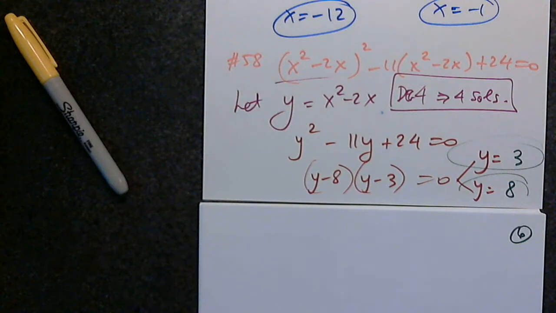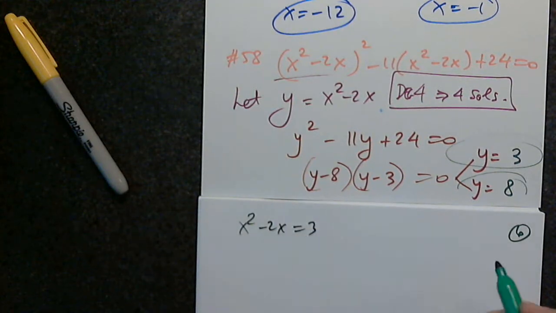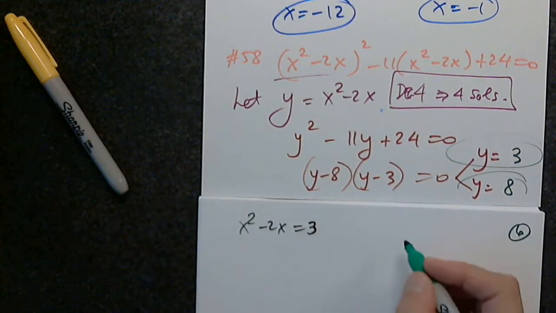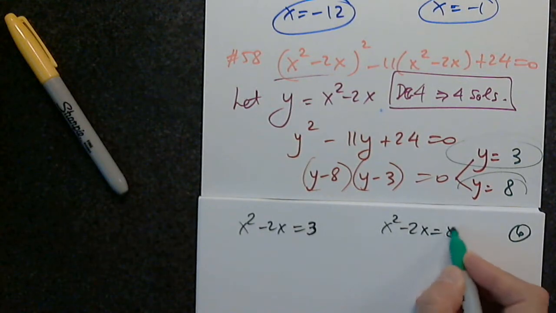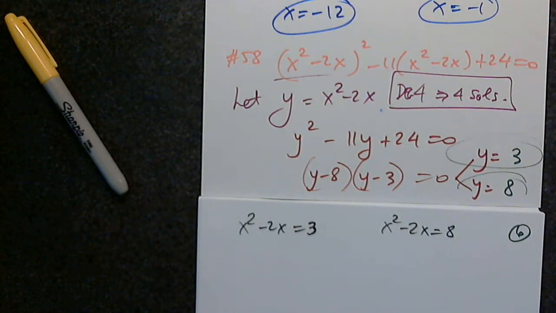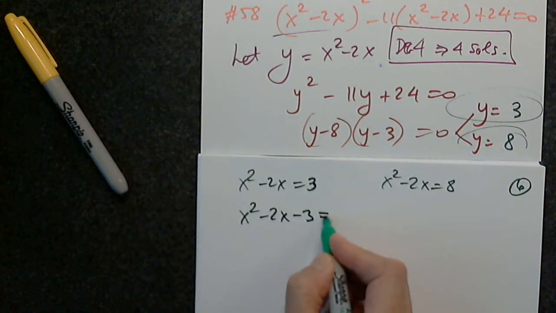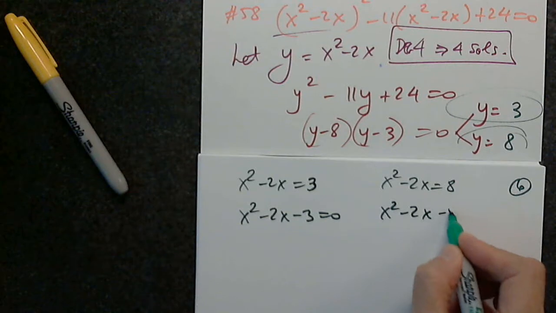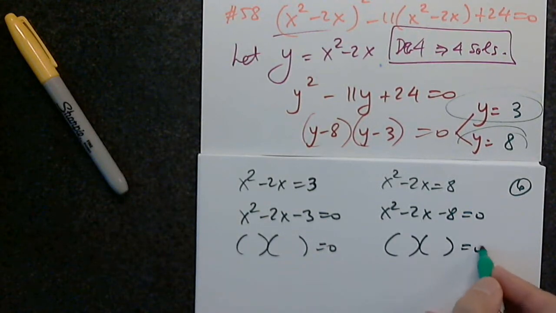Can anyone dictate 2 new equations that we need to solve? X squared minus 2x, awesome. And? X squared minus 2x equals 8. Excellent. I think we got it. So then x squared minus 2x minus 3 and x squared minus 2x minus 8. And please give me the factored form. And how many solutions again? 4. Awesome.